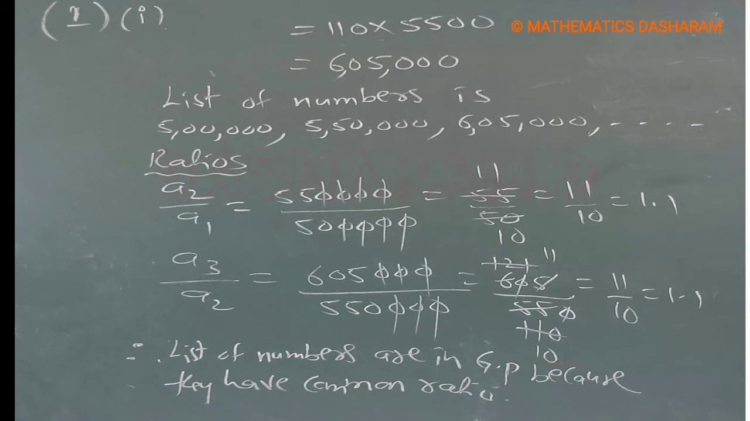See here, 3 zeros cancel first of all. So then 605 divided by 550. Next, 5 times 110 is 550, 5 times 121 is 605. Next, 11 times 10 is 110, 11 times 11 is 121. So then 11 by 10. So in the two situations we got the same answer. So then what is the meaning of that? The list of numbers is in GP because they have a common ratio.